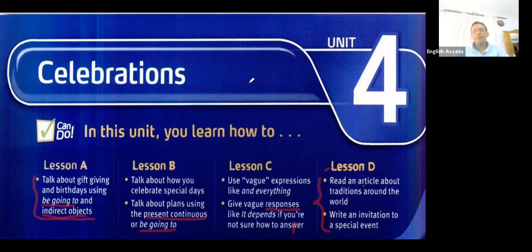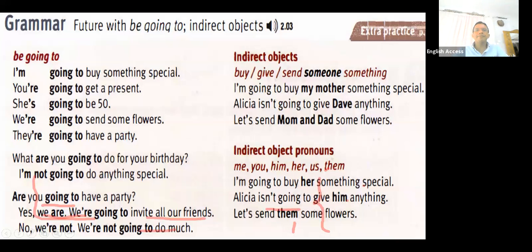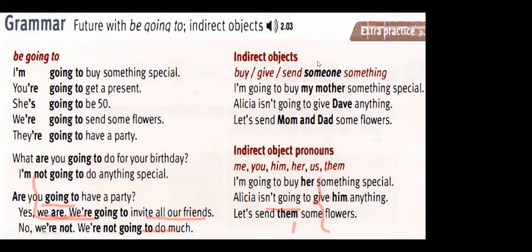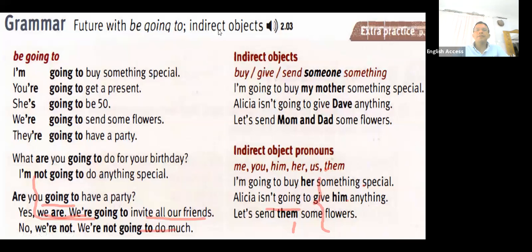So that's what we did in unit 4. Let me give you the review little by little. We have this grammar: future with be going to, indirect objects.